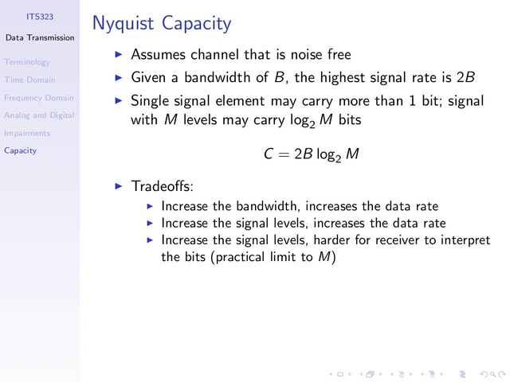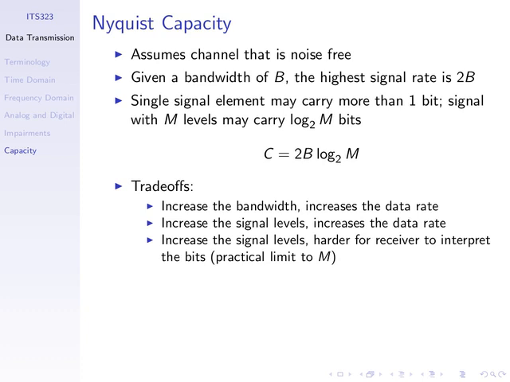Increasing the signal levels increases the data rate. What's the negative part? Increasing the signal levels makes it harder for the receiver to interpret bits. So we cannot set M to some very large value because there are practical limitations on a receiver and what it can receive. So there are limits on what that value of M can be.